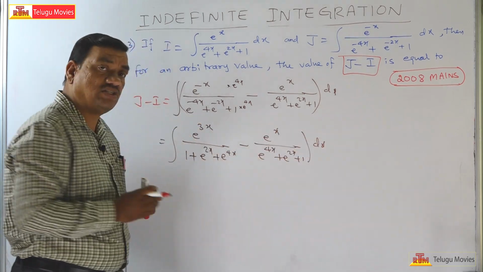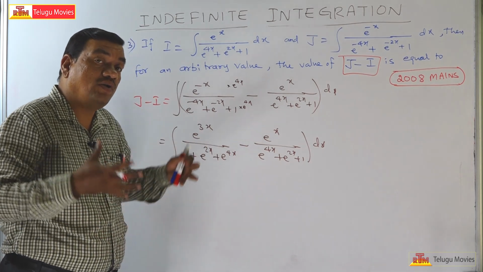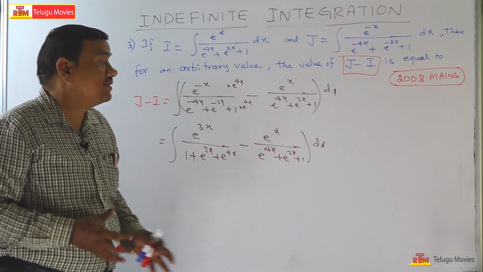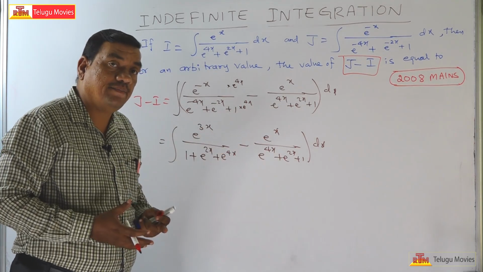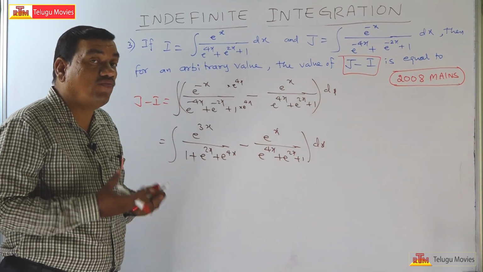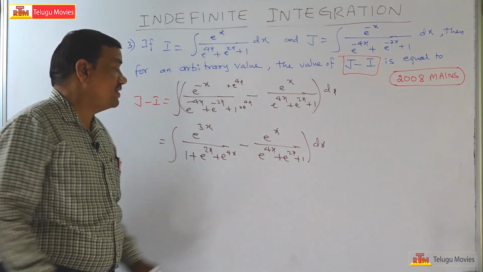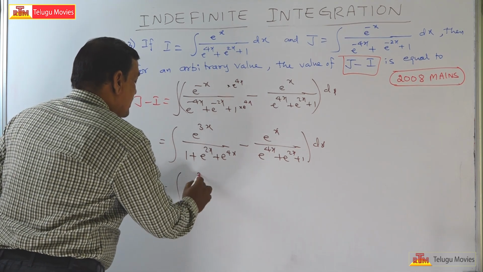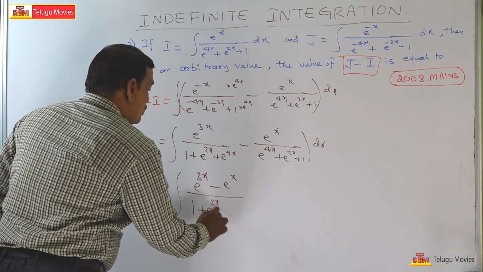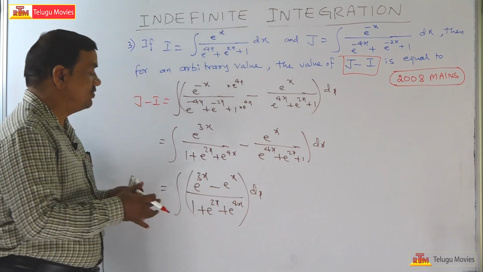This is the first idea that you have to get. That means in order to simplify, you have to make it into a single function. To make it into a single function means you have to make the denominator the same. How to make the denominator the same? If you multiply the numerator and denominator with e power 4x, the denominators will become the same. See here the denominators are the same. Now you can write down e power 3x minus e power x whole divided by 1 plus e power 2x plus e power 4x dx. Understand this? So this is your integral.